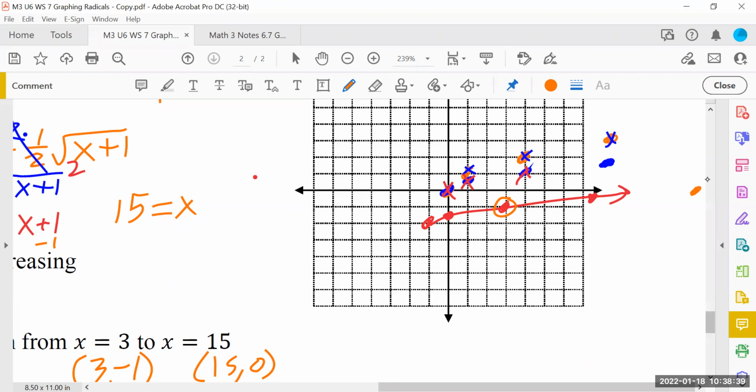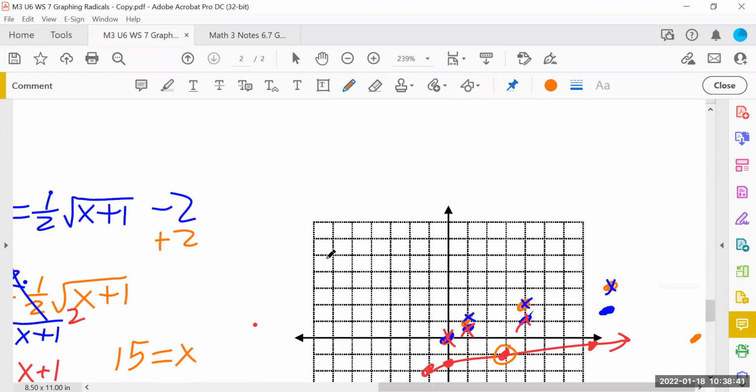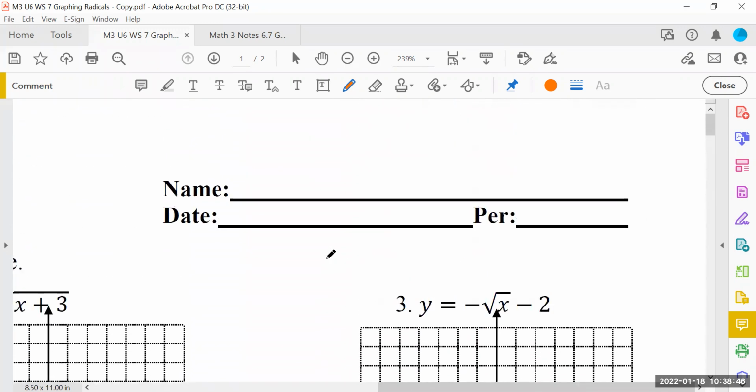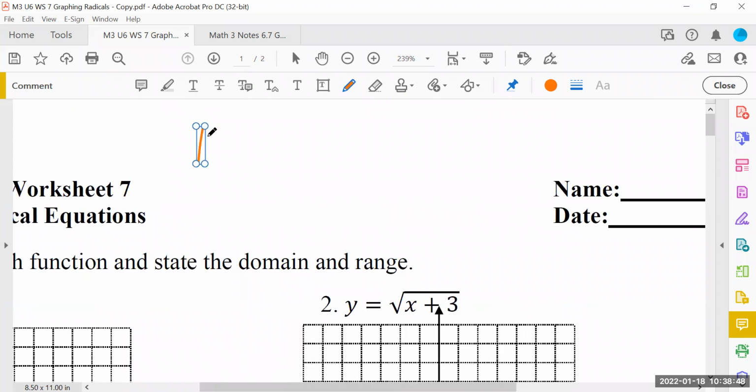So your homework for tonight is numbers 1 through 6 all, and then 9 and 10. We just did number 10, right? We just did number 10. So then 9 you have to do, and then 1 through 6.